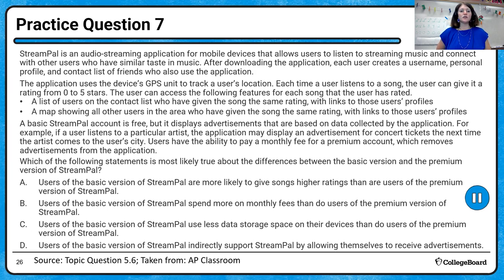A basic StreamPal account is free, but it displays advertisements that are based on data collected by the application. For example, if a user listens to a particular artist, the application may display an advertisement for concert tickets the next time the artist comes to the user's city. Users have the ability to pay a monthly fee for a premium account, which removes advertisements from the application.